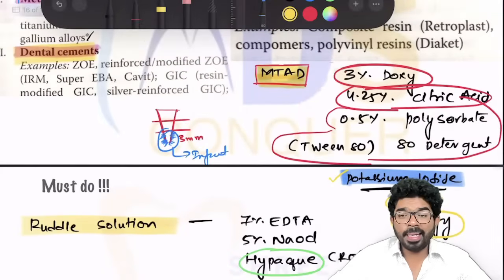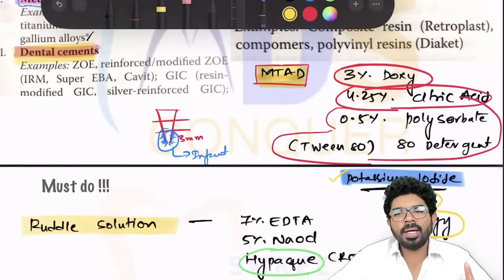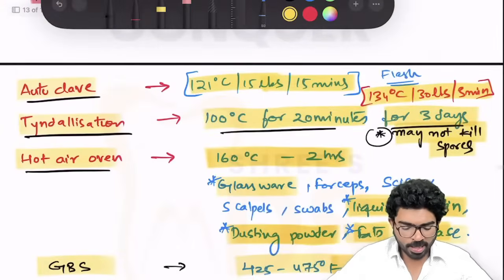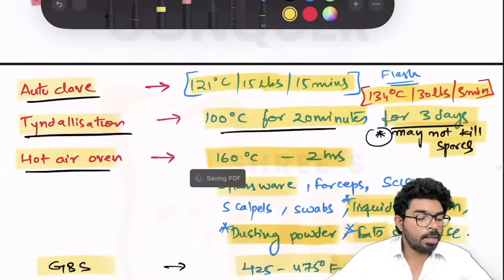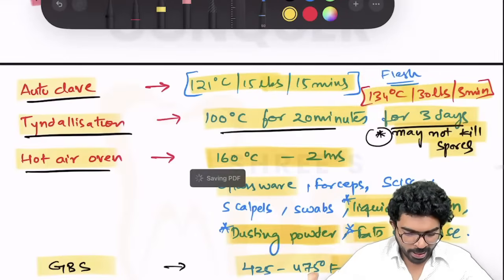Similar to MTAD, you have something called Tetraclean. Tetraclean also has a similar composition. The MTAD composition is almost the same, with slight differences in the numbers. These numbers are more important. I hope you're clear with the MTAD.